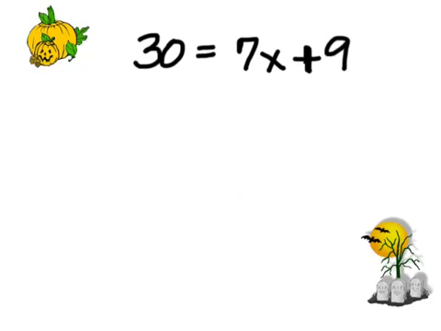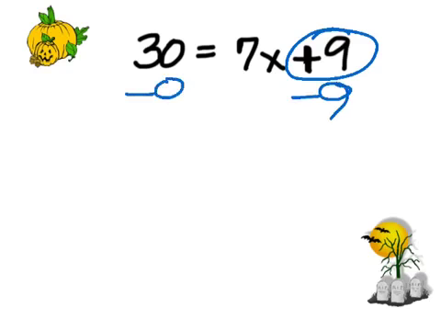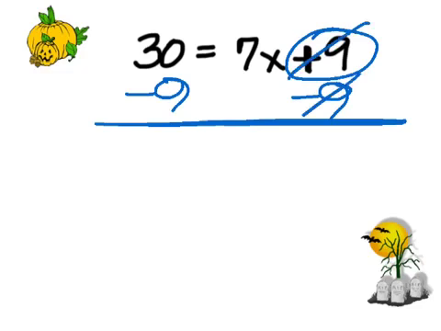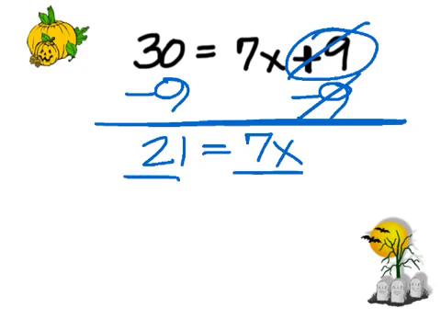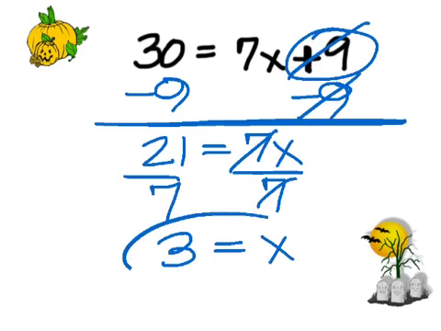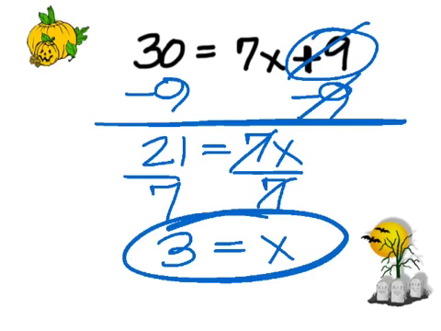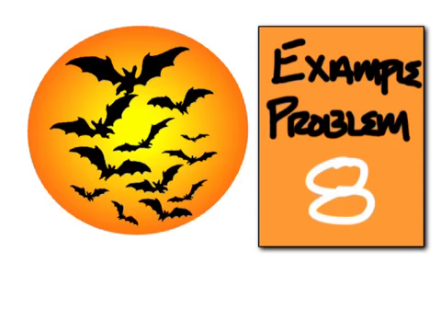Example problem number 7. Notice the x is on the right side, and it has a plus 9 with it. You still do the same steps. Subtract 9 from both sides. These cancel. You're left with 21 equals 7x. You must divide both sides by the number that is beside the x. So you're left with 3 equals x.